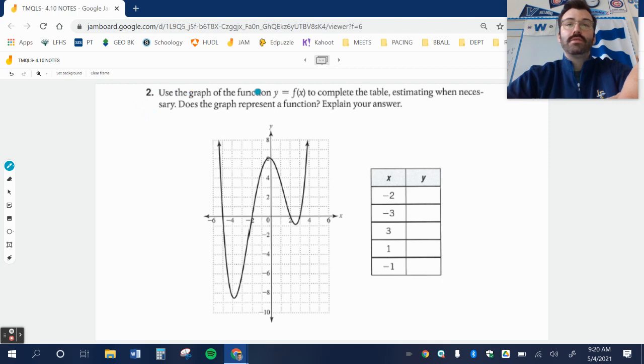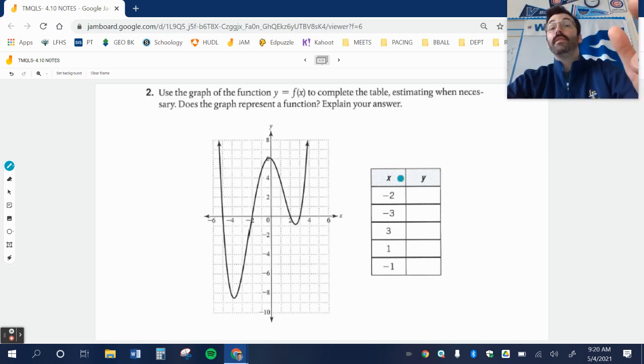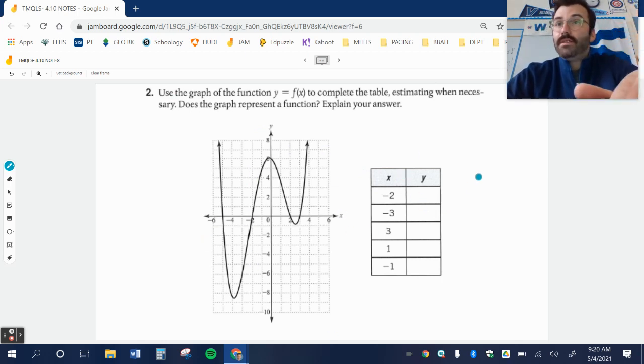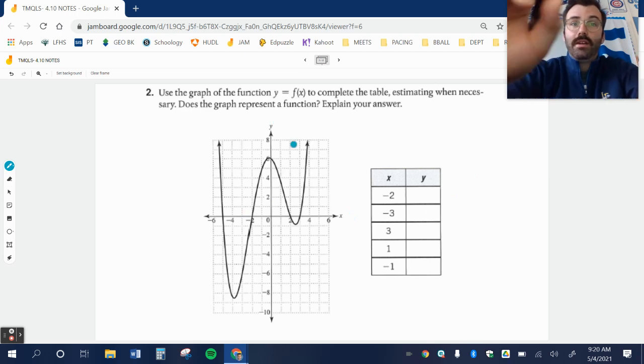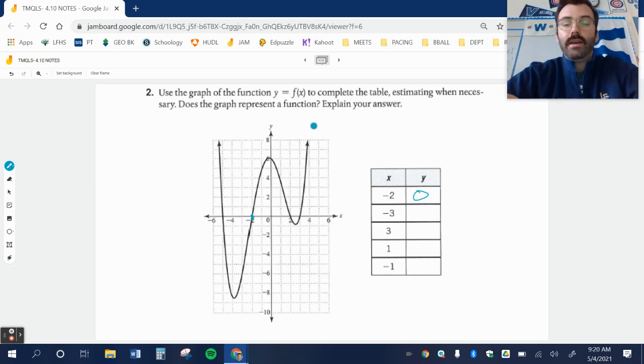That's it. Use the graph of the function to complete the table, estimating where necessary. Does the graph represent a function, yes or no? All right, -2. So basically, here's what I want you to do. Figure out the y values given the x values. Okay, go find on the graph. Like I'll start you off with -2. -2 is about 0. Okay, so go ahead and try that and pause the video.